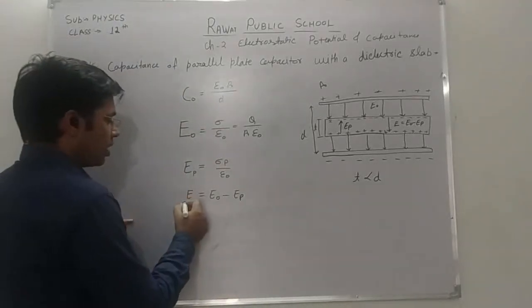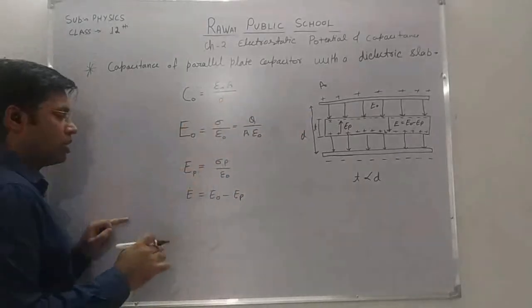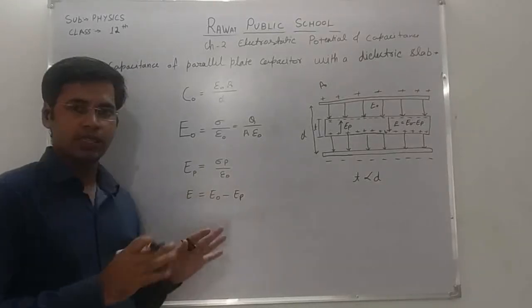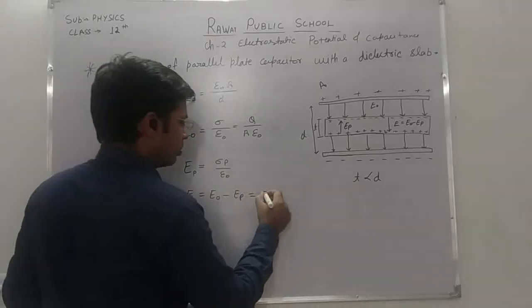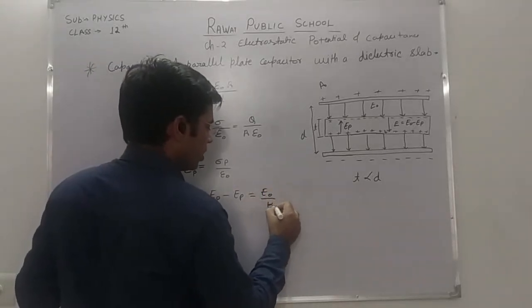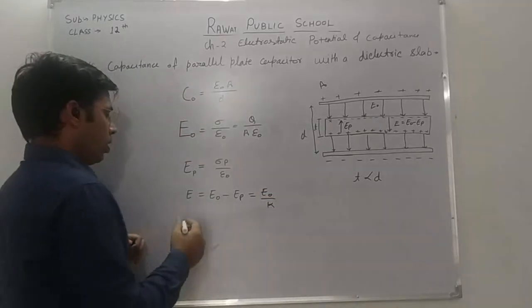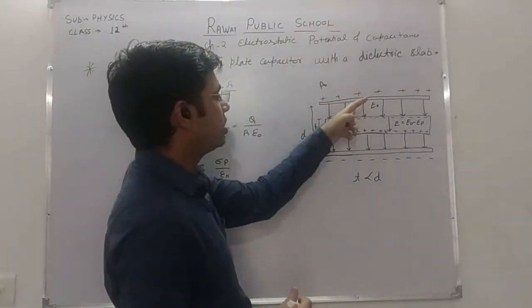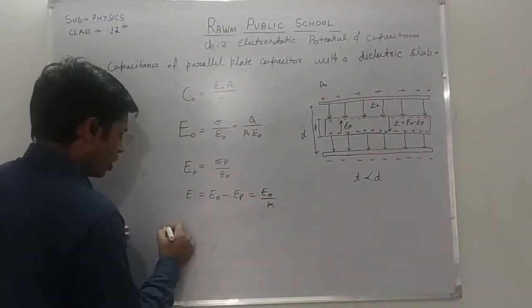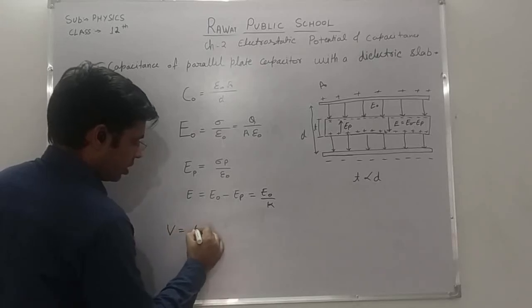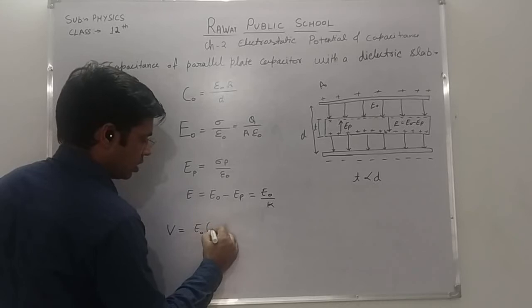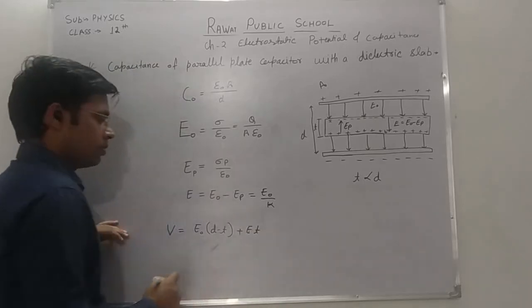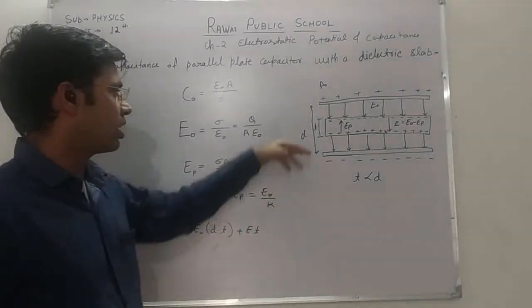So the electric field in this capacitor, when we insert a dielectric slab of thickness T, is E equals E naught minus EP, or simply E naught minus E naught divided by K. Now a potential gets developed in this arrangement. The potential is in this region and this region. So the total potential is E naught, which is in the D minus T region, plus E, that is the electric field in this region times the thickness of that slab.